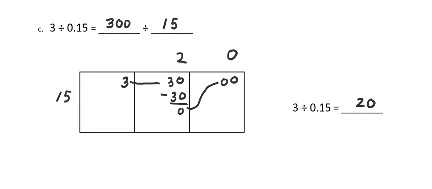So the key here is to keep the equations balanced. However you change one number, you need to change the other number in the same way. And using that pattern gives us the same quotient as if we were dividing by that decimal.